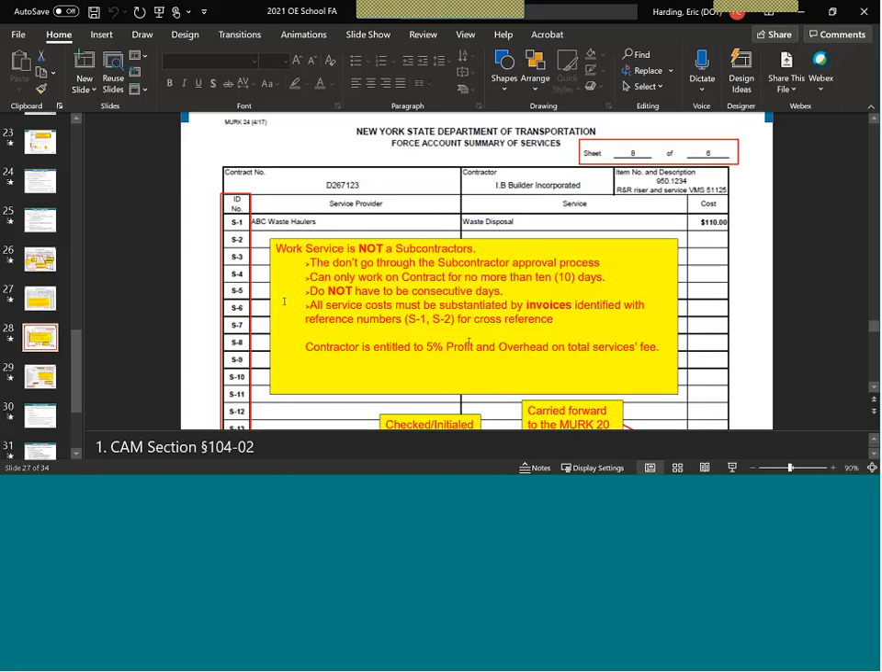Summary of services. Now, these are not subcontractors. And they don't go through the subcontractor approval process, and they can only work for a maximum of 10 days on your job. Now, these don't have to be consecutive days. They can work a couple days at the beginning of the month, a couple days at the end of the month. And they still qualify as a service, but they cannot work in excess of 10 days.